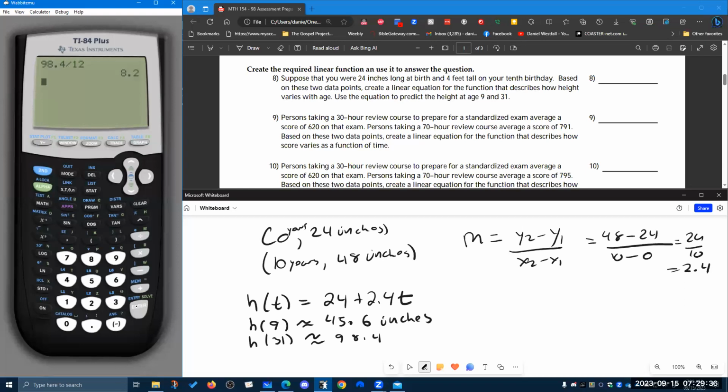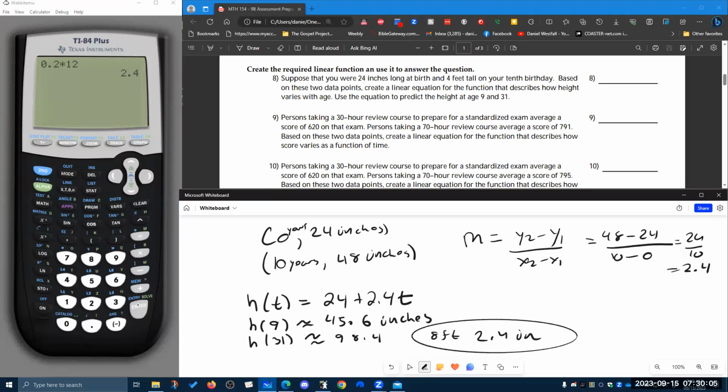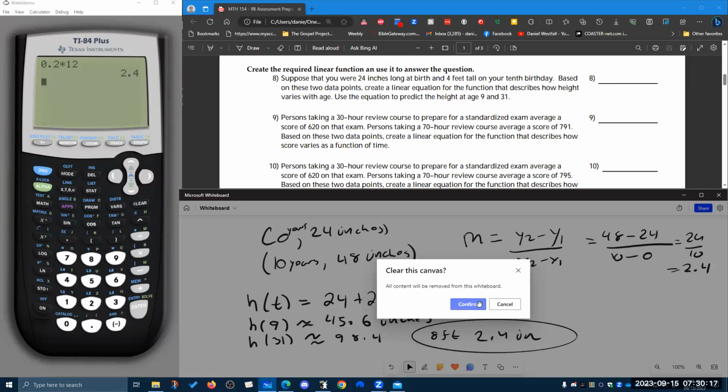So this model breaks down. This would be 8 feet, and then 0.2 times 12. Times 12. 8 feet, 2.4 inches. I don't think so. Okay. Going to go ahead and look at the next one.